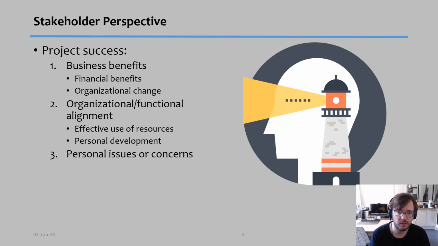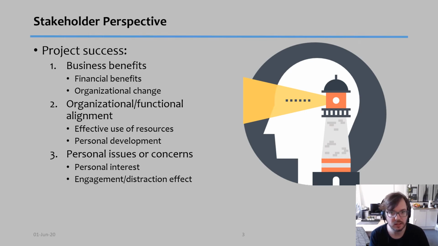The third category is personal issues or concerns, and this depends more on the manager. Obviously, every manager or sponsor will have different personal issues. For example, they might have a personal interest in your project because it might help boost their career, or because they believe your project has an engagement effect within the company. Or, on the other hand, they might believe negatively that your project is a distraction to the company.